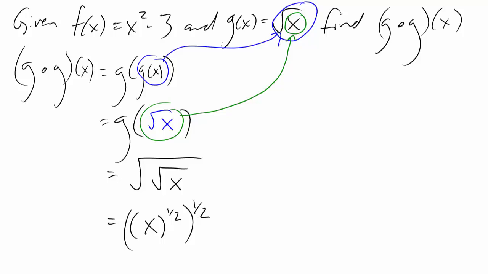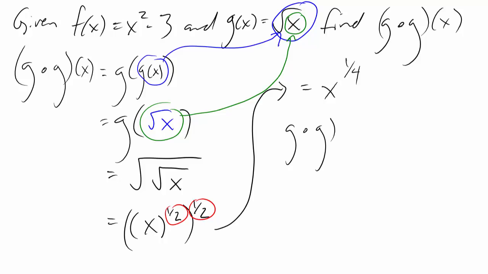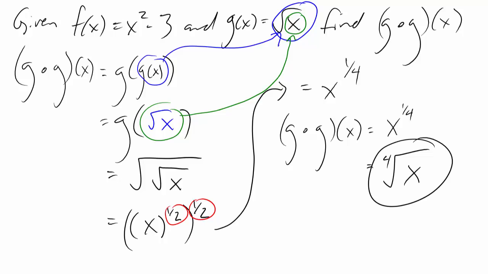So when we're looking at a situation like we have here where we have a power raised to another power, what we're going to do is multiply those exponents together. So we've got 1/2 times 1/2, so that will give us x to the power of 1/4. And that is our answer for g composed with g of x. There's nothing really further we can do with this other than write it in radical notation. So instead of x to the 1/4, you could rewrite this as the 4th root of x. And there we go.